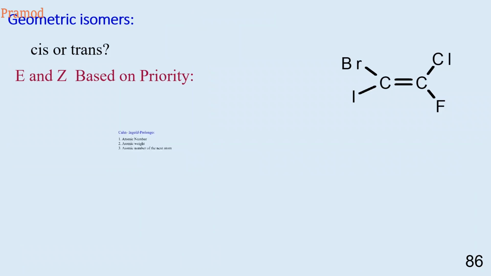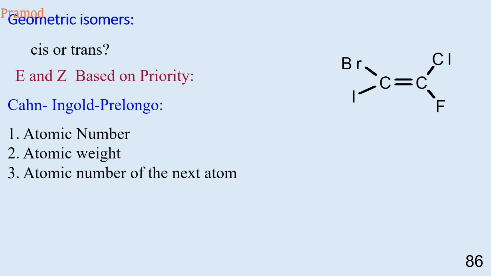Now let's see based on the priority. Let's take one example: bromine and iodine, chlorine and fluorine. First is the atomic number, which has the highest value. Let's take one carbon at a time across the double bond. On the first carbon, we have bromine and iodine. So iodine gets first priority, give it 1, bromine 2. Now go for the second carbon. Chlorine gets 1 and fluorine gets 2.